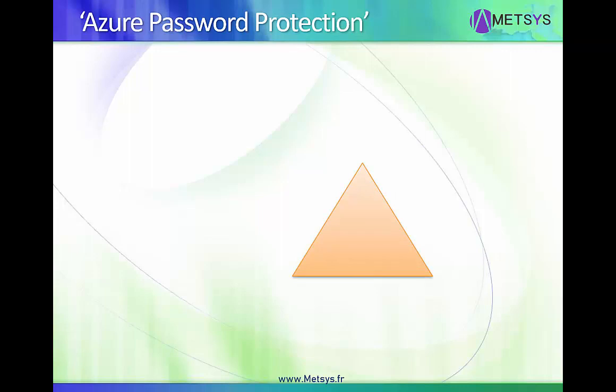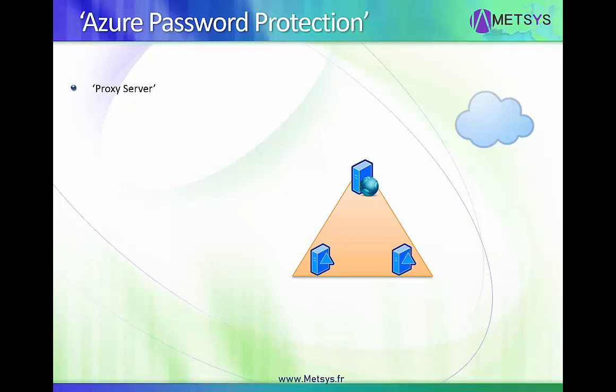Let's say that we have a domain and also we have Azure. Inside our on-premise Active Directory environment, of course, we're going to have domain controllers. And also, we're going to need something called a proxy. This is something that we need in order to implement Azure Password Protection. This server is called the proxy server. But the proxy server is not the only thing that we need.